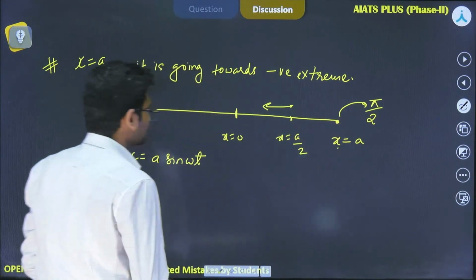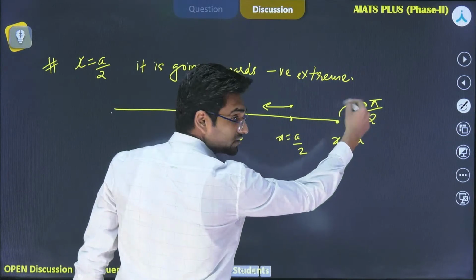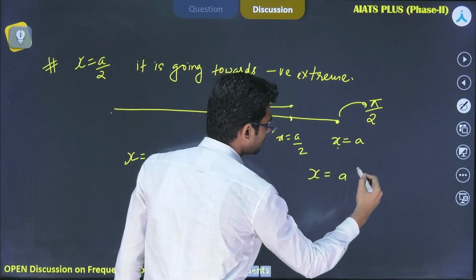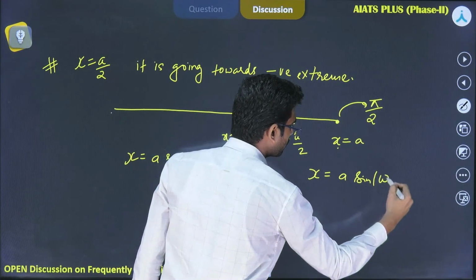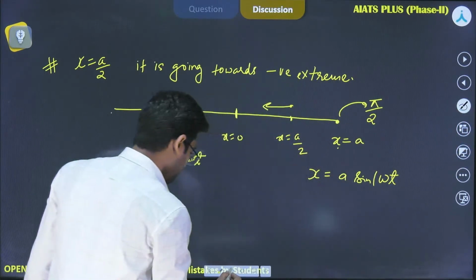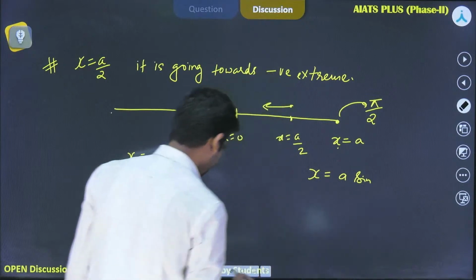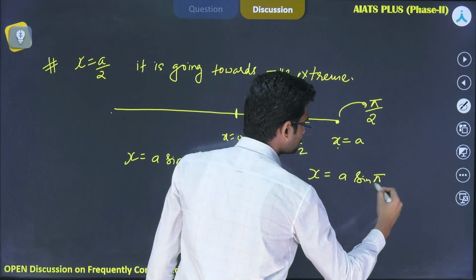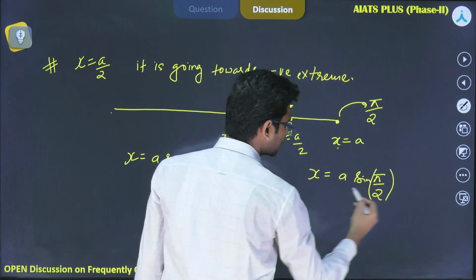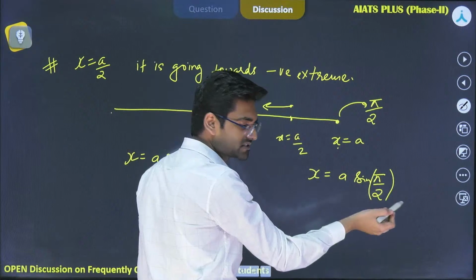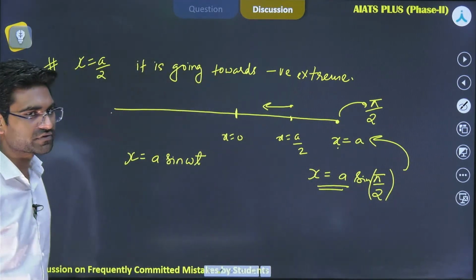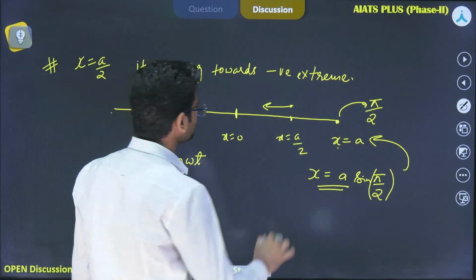That is why, if the particle comes here, the equation will become x is equal to a sine omega t, which is pi by 2. Sine pi by 2 is sine 90, which is equal to 1. So x is equal to a. This would be the equation. Okay, you understood this part now.